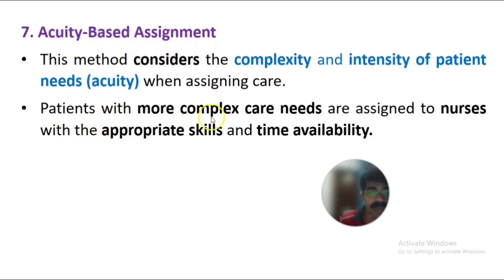That means patients with more complex care needs, or who require complicated care and senior nursing procedures, are assigned to nurses with the appropriate skills and time availability of that expertise. So patients with more complex care needs will get senior persons with the appropriate skill and expertise, and it will be assigned according to their time availability. That comes under acuity-based assignment, based on the complexity and the intensity of the needs of the patient.